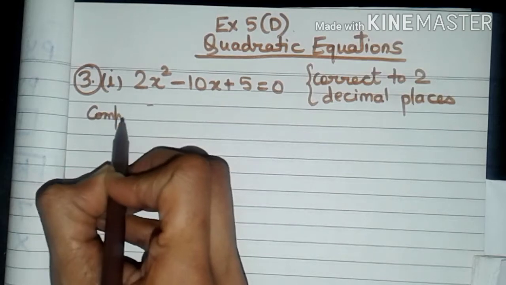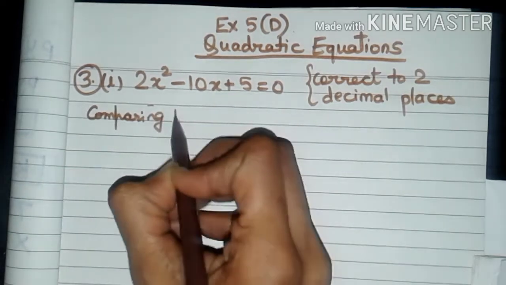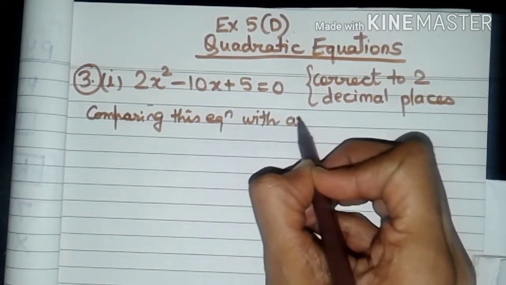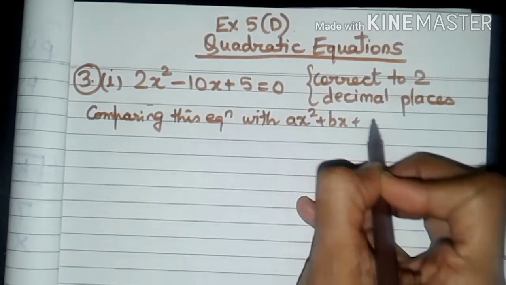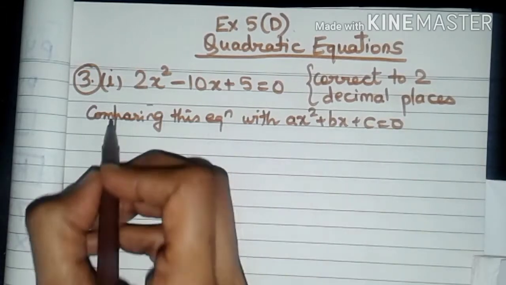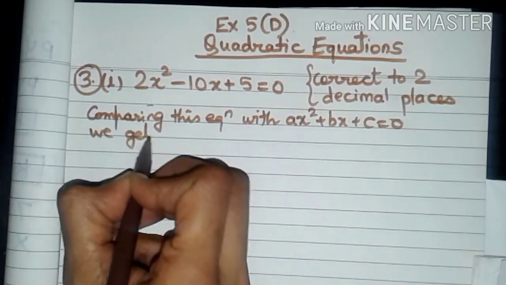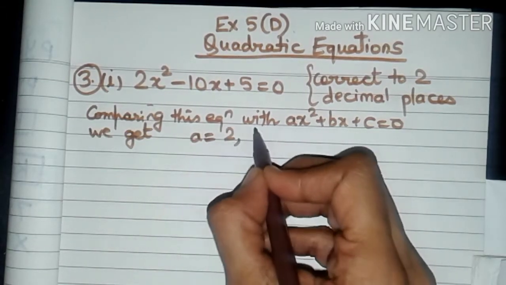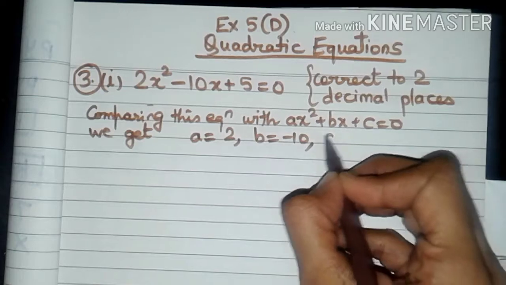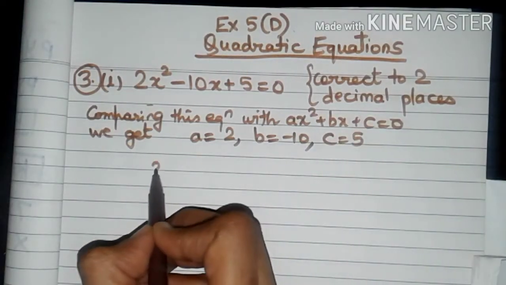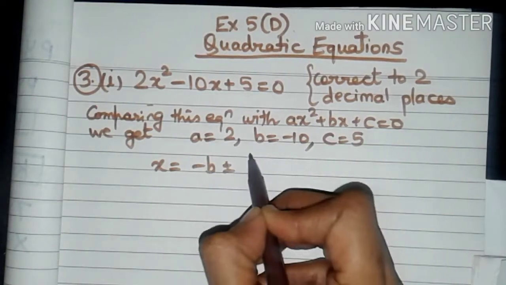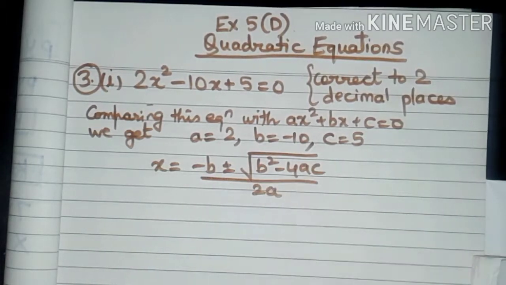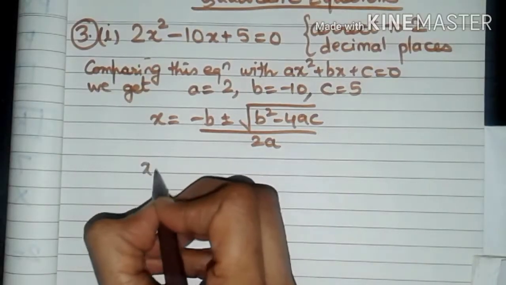So comparing this equation, what equation are we going to compare it with? This ax square plus bx plus c equal to 0. So let us see what the values are. a is 2, b is minus 10, and c is 5. The formula is as follows. Now let us start substituting the values.